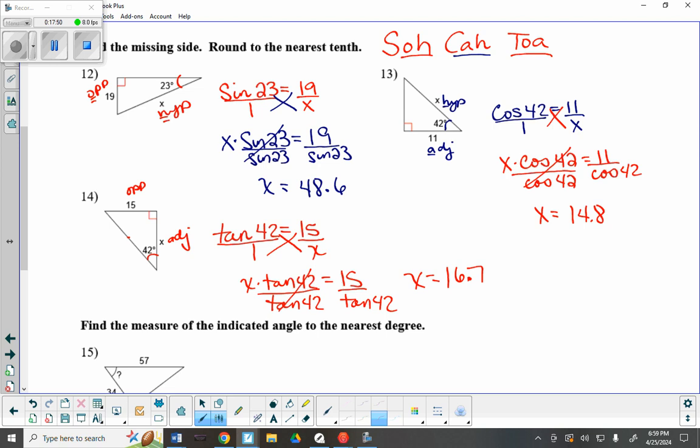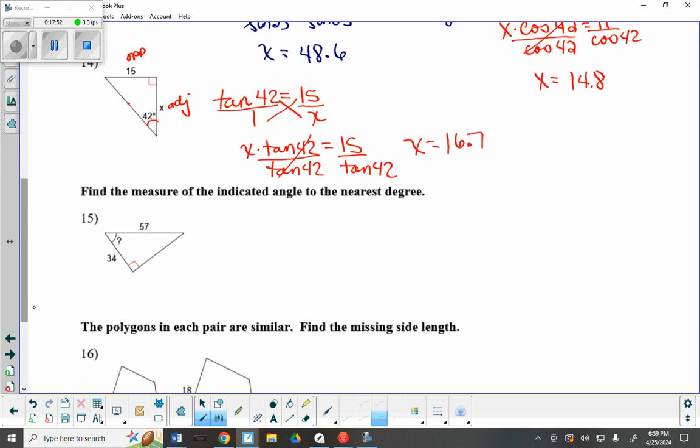All right. One more trig problem. This time, though, it says to find the measure of the angle. So this is the angle. So what we want to do is first label. So this is the hypotenuse. This 34 would be the adjacent. So adjacent and hypotenuse is cosine.